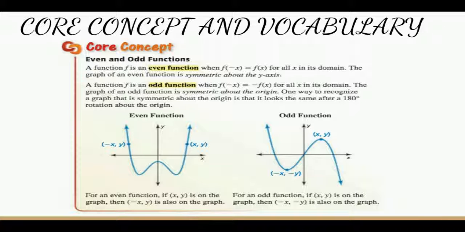One way to recognize a graph that is symmetric about the origin is that it looks the same after a 180-degree rotation about the origin. For an even function, if (x, y) is on the graph, then (-x, y) is also on the graph. For an odd function, if (x, y) is on the graph, then (-x, -y) is also on the graph.